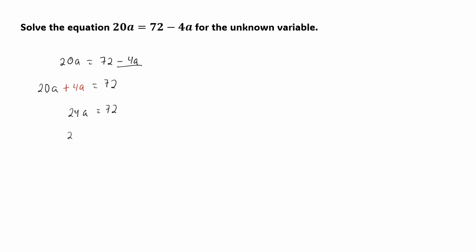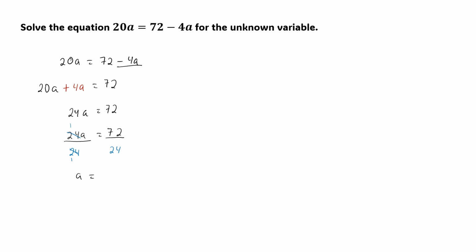And now for our second step, remember that 24a means that 24 is being multiplied to a, which means that we are now going to perform our second step, which is division. And we're going to divide both sides of the equation by 24. Remember that we always divide by the coefficient, or the number that's being multiplied to our variable. So now 24 divides into 24 and will equal 1, remembering that 1a is the same thing as saying a.